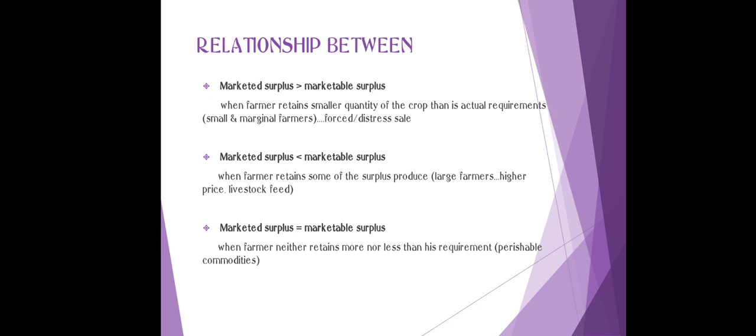Now let's talk about the relationship between the marketed surplus and marketable surplus. Marketed surplus is greater than marketable surplus when the farmer retains a smaller quantity of the crop than his actual requirements, forced or by distress sale. When the marketed surplus is less than the marketable surplus, it occurs when the farmer retains some of the surplus produce. The marketed surplus is equal to the marketable surplus when the farmer neither retains more nor less than his requirement.